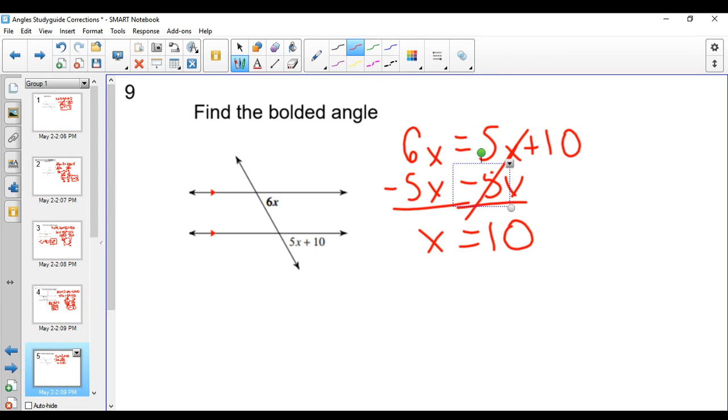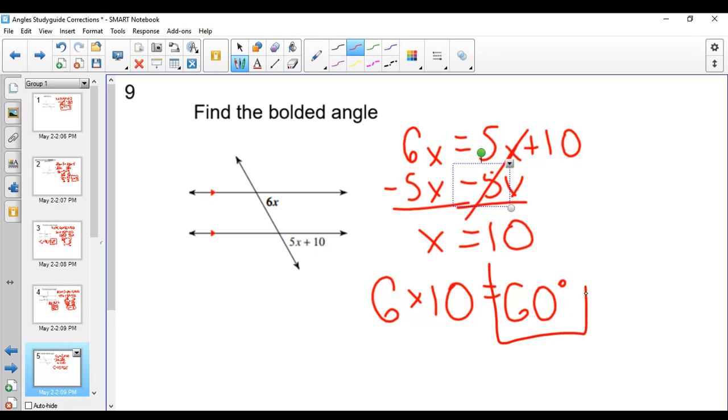So x equals 10. Now that's not our final answer. They want the measure of the bolded angle. So 6 times x, well, x is 10. So 6 times 10 gives us 60 degrees.